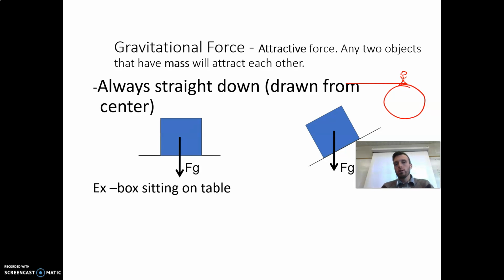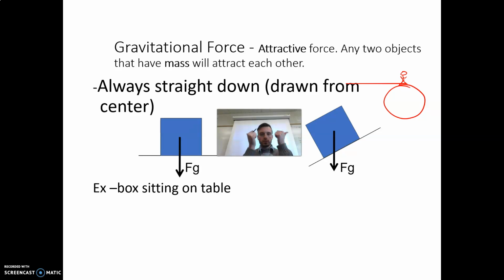And so if you're going to draw the force of gravity or represent it on a free body diagram, you always draw it straight down from the center. That's because the force of gravity acts on objects' centers of mass. And this is where you see the first distinction. Consider and look at these two pictures right here. Where's my thumb? There's my thumb. Those two pictures right there.